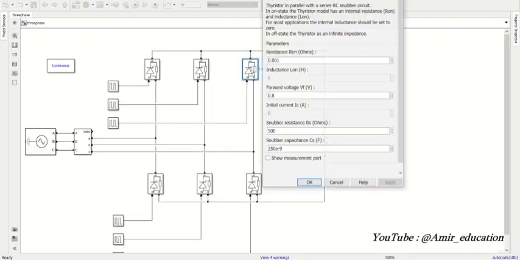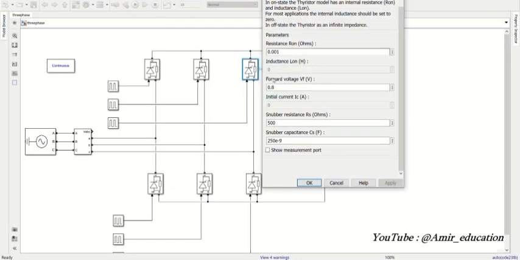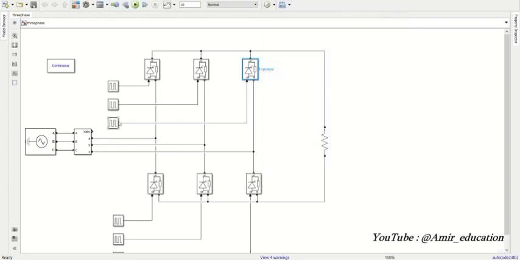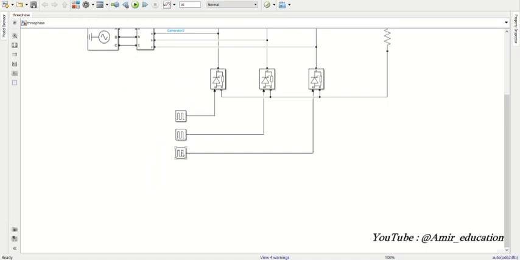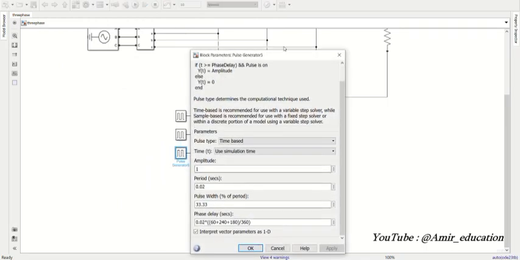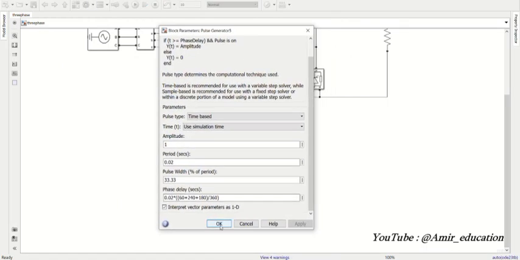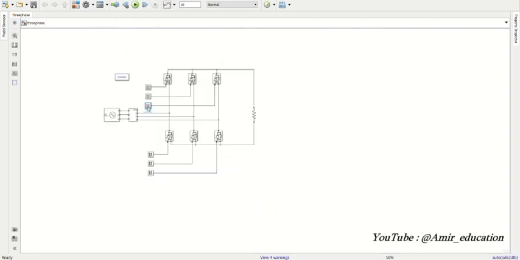Let's check. We don't change the parameters, they seem to be alright. We just check the pulse generator. Okay, the last one here should have 180 degrees delay, so it's alright. Double check, alright. So let's run our program and find out if there are any issues. So it seems to be fine.